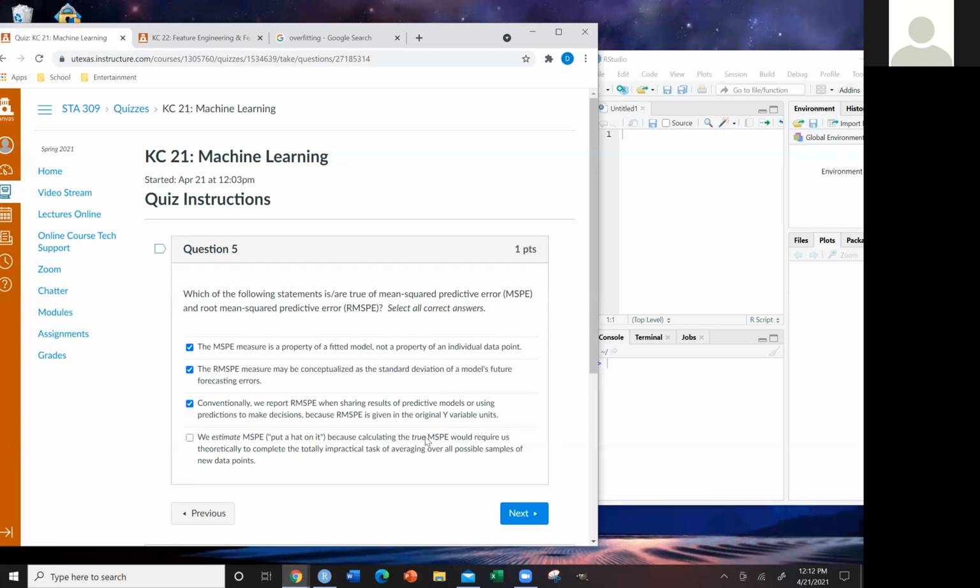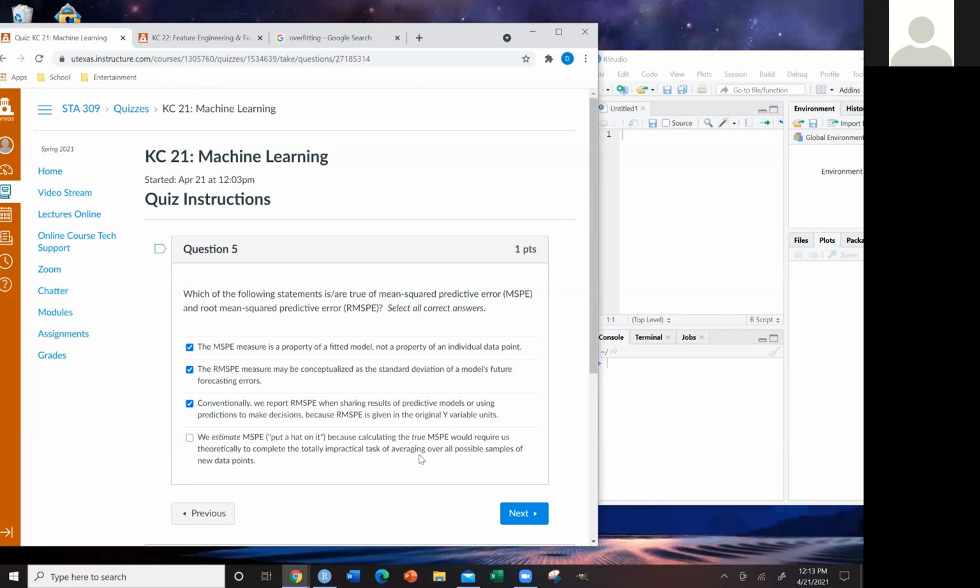RMSPE is in the units of the original y variable, while MSPE is not. So for instance, if we're measuring error, and let's say we're trying to predict sales for a certain store, then the RMSPE error will be measured in dollars, whereas the MSPE will be measured in dollars squared. It's kind of a weird quantity, right? When you think of squared dollars, you're like, oh, I want to get my hands on a squared dollar. But a square dollar is not really something you conceptualize. So that's why I think this answer is true as well. We tend to want to use RMSPE because it uses the units of the original y variable.